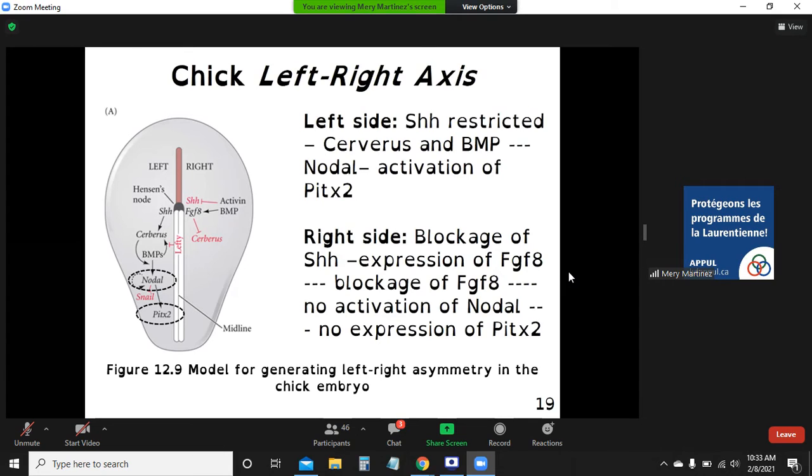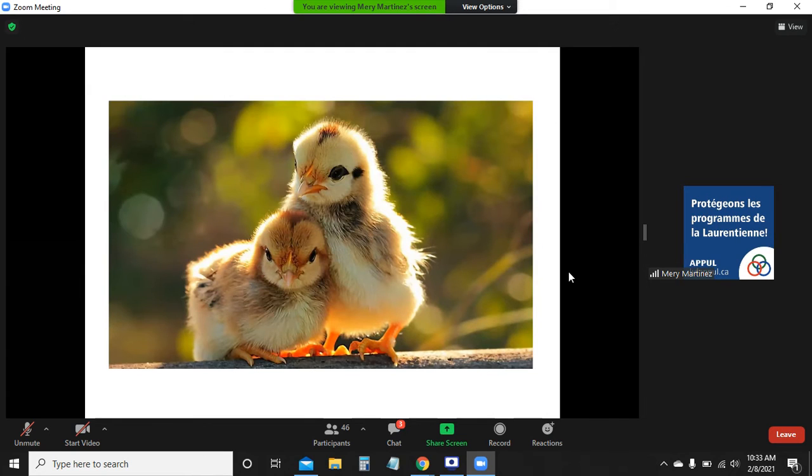Are we clear in this image? How we determine the left and right axis? And at the end of that, if things go well, we have a little chicken or a little bird of form.